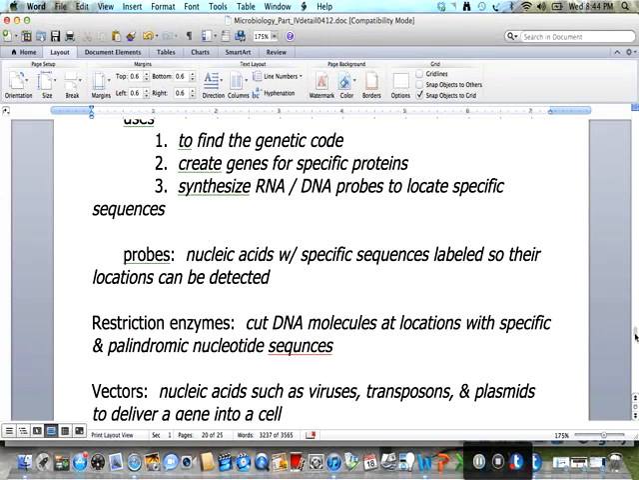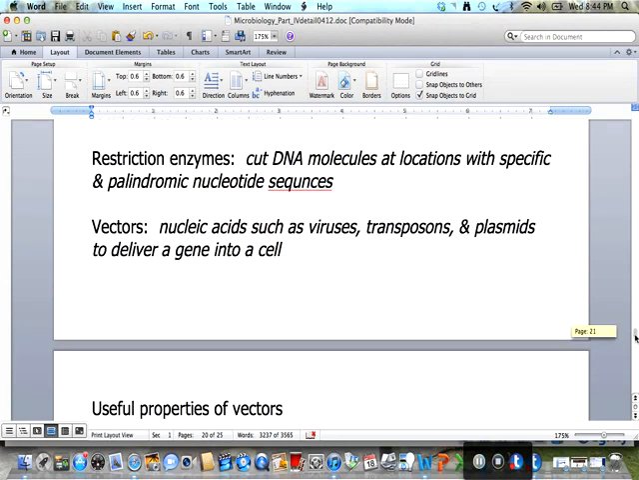Restriction enzymes are used to cut DNA molecules at locations with specific and palindromic nucleotide sequences. Once the DNA is cut, the other DNA sequences can be inserted into the places with the cuts. Vectors can be used to deliver a gene into a cell. Nucleic acids in viruses, transposons, and plasmids are all examples of vectors.